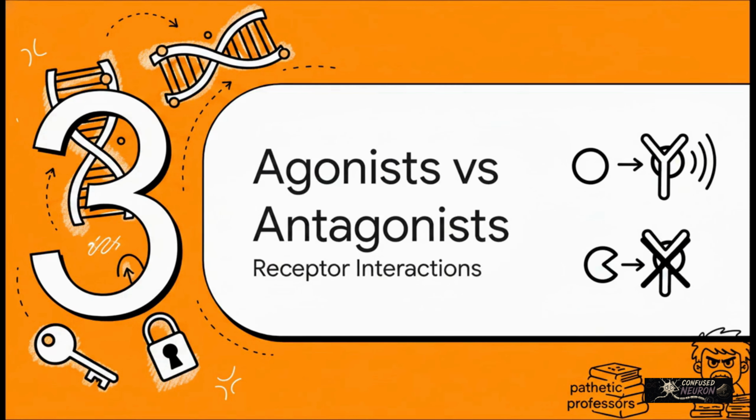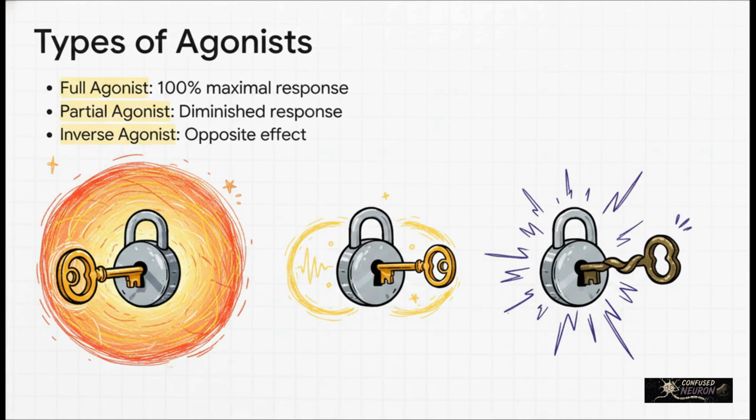All right, Section 3, Agonists versus Antagonists. Let's talk about the specific types of keys that interact with these locks. An agonist is a drug that mimics your body's own natural ligands. First up, we have the full agonist. When it binds, it gives you a 100% maximal biologic response. We say it has an intrinsic activity of exactly 1. It maximizes that receptor's absolute potential.